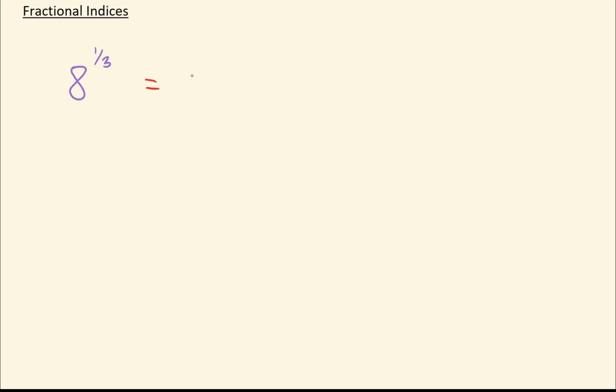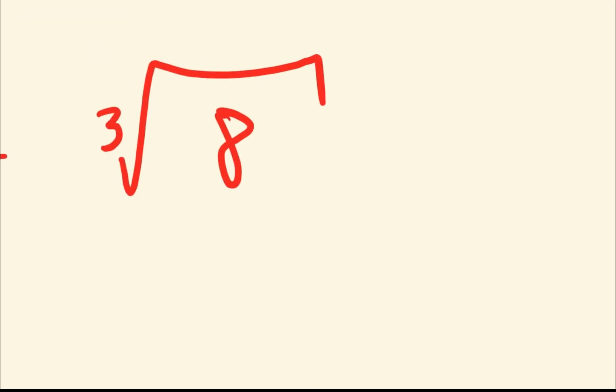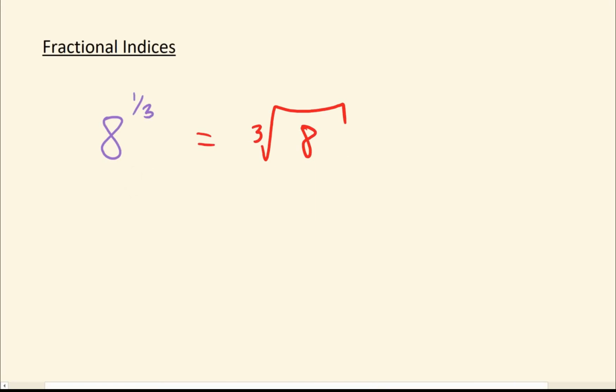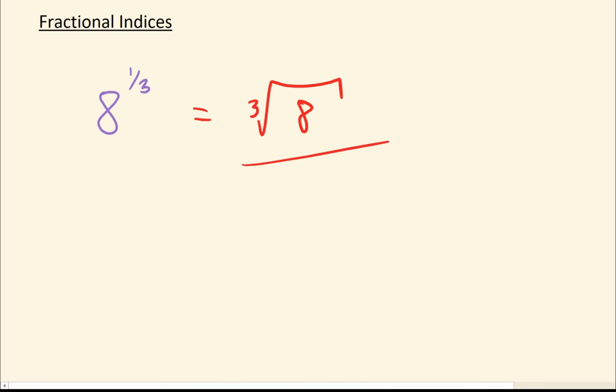Rather than being a square root, this would be a cube root. So this here means the cube root. This little 3 means the cube root. And that's basically saying, what number, when I multiply by itself 3 times, gives me 8? And I think you might have seen it at some point, that number is 2. Because 2 times 2 is 4, and 4 times 2 again gives us 8.